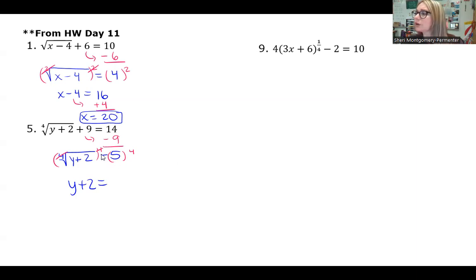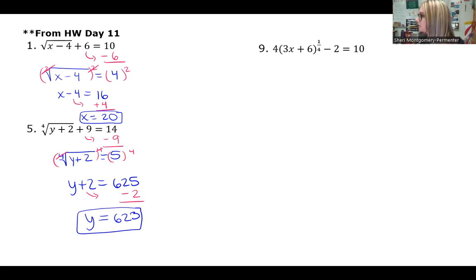I have no idea what that is. Look on your chart under the x to the fourth column. Go down to 5. What is it? 625. It's a big number, but big numbers need love too. So sometimes answers are big. I'm almost done. Last thing I need to do is get rid of plus 2. What's the inverse of plus 2? Yep, minus 2. So y is equal to what's 625 minus 2? 623. Again, it's a big number, but that's okay. Big numbers need love too.